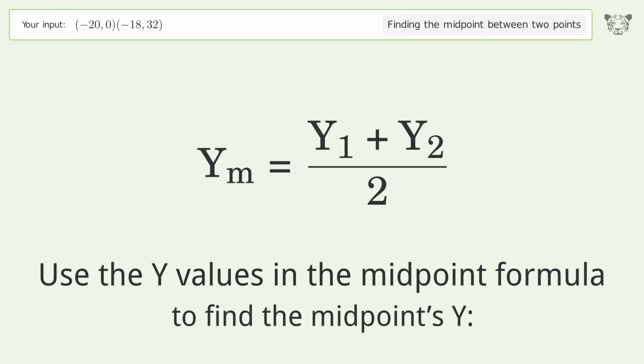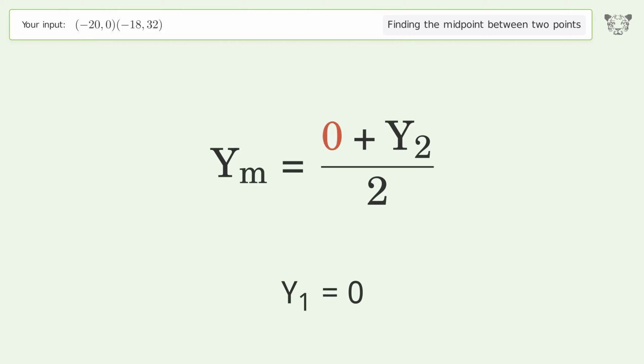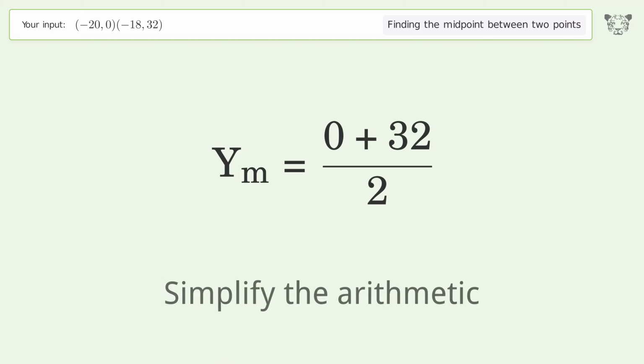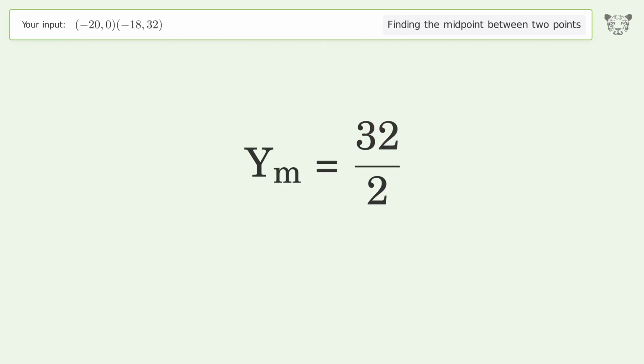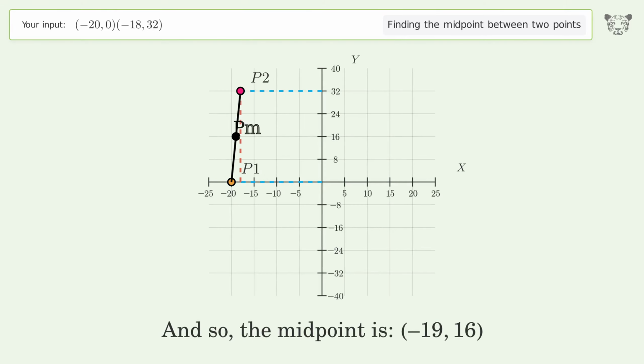Use the y values in the midpoint formula to find the midpoint's y. y1 equals 0. y2 equals 32. Simplify the arithmetic. And so, the midpoint is negative 19, 16.